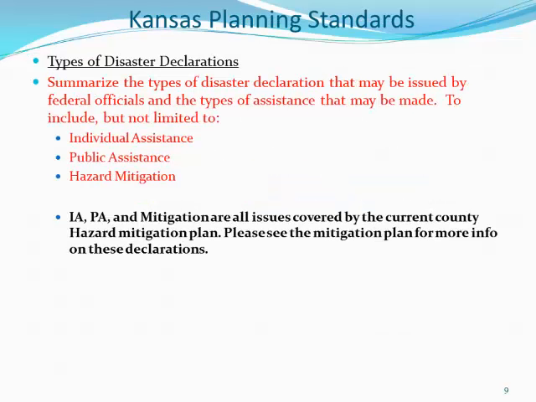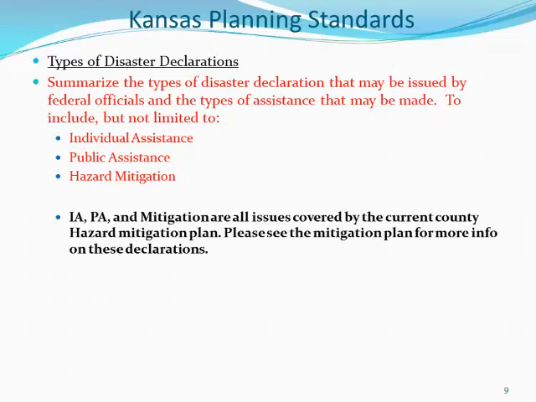The next thing we talk about is the different types of disaster declarations that happen. And we want you to summarize the types of disaster declarations that may be issued by federal officials and the types of assistance that may be made. And this includes individual assistance, public assistance, and then hazard mitigation. Now, all of these you can spell out here and give a detailed description of, and I think it's probably a good idea to give a good detailed description.